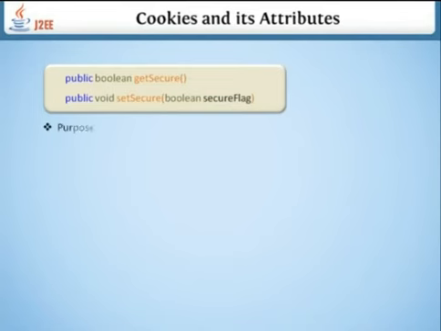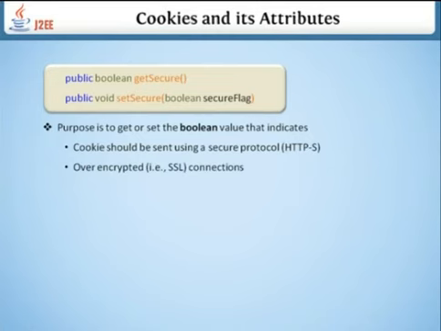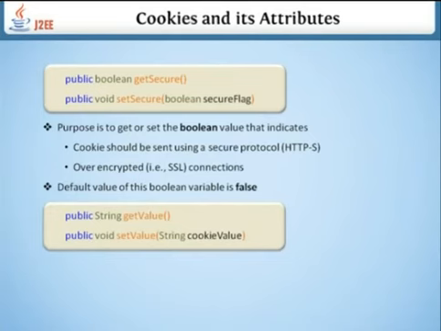getSecure, setSecure. The purpose is to get or set the boolean value that indicates whether the cookie should be sent using a secure protocol, HTTPS or an encrypted connection. The default value of the boolean variable is false. I already set the value of the cookie in the constructor, so we use it rarely. getValue is used to retrieve the value of the cookie.